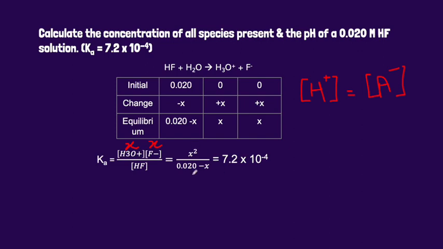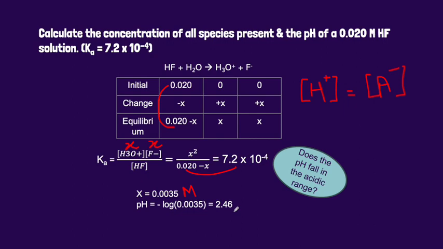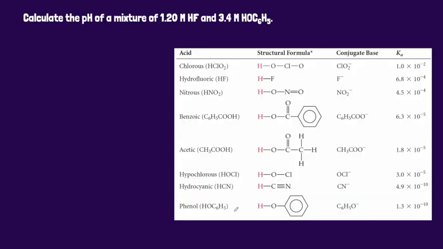Again, time for you to choose whether you want to go with the quadratic equation or just take the same assumption that the equilibrium concentration of our weak acid is always the same as our concentration at the beginning of the reaction. So it's totally up to you. You multiply this by that, you take a square root of it, and this is what you should get. This molarity, and when you take a negative log of that, you should get a 2.46. Is it acidic? Yes, it is.